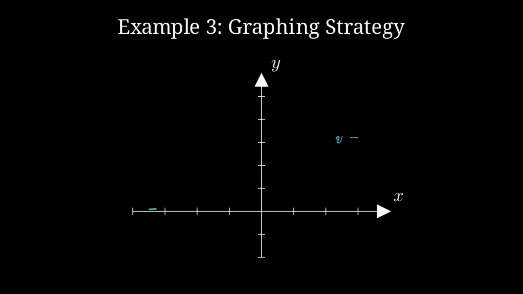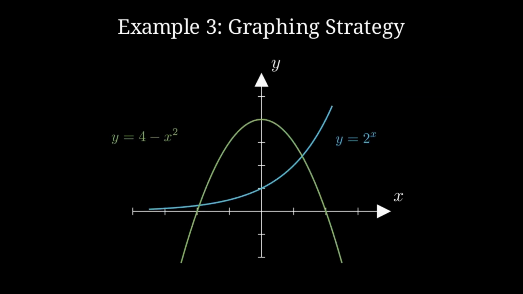Sometimes, algebra isn't enough, especially when mixing exponential and polynomial terms. In this case, we graph both functions. We can clearly see two distinct intersection points where the values of x and y are the same for both.